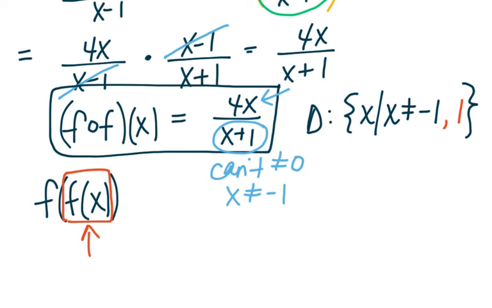So again, a recap. The -1, that came from the domain of my simplified composite right here. However, the +1, that was my domain restriction that came here from the domain of the inner function, and the inner function was f of x.